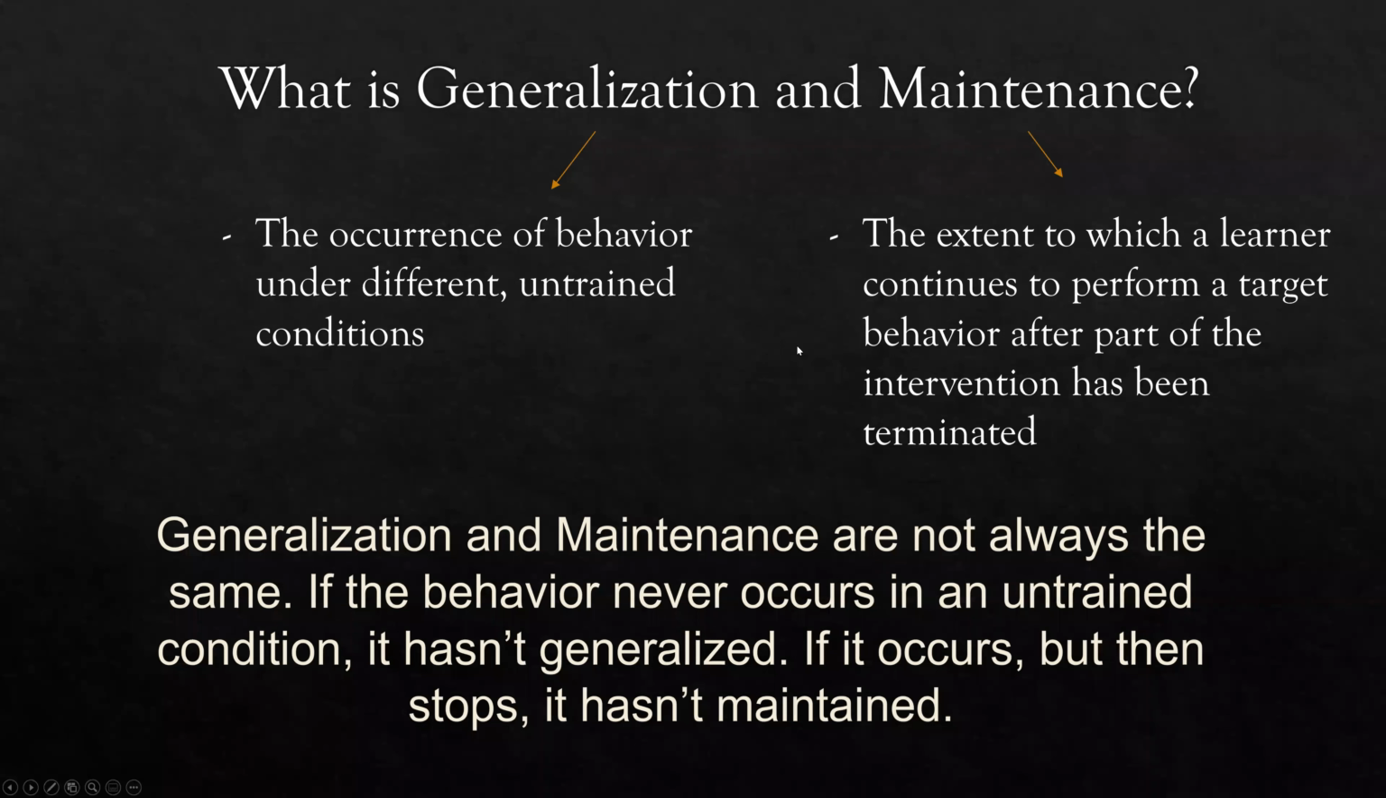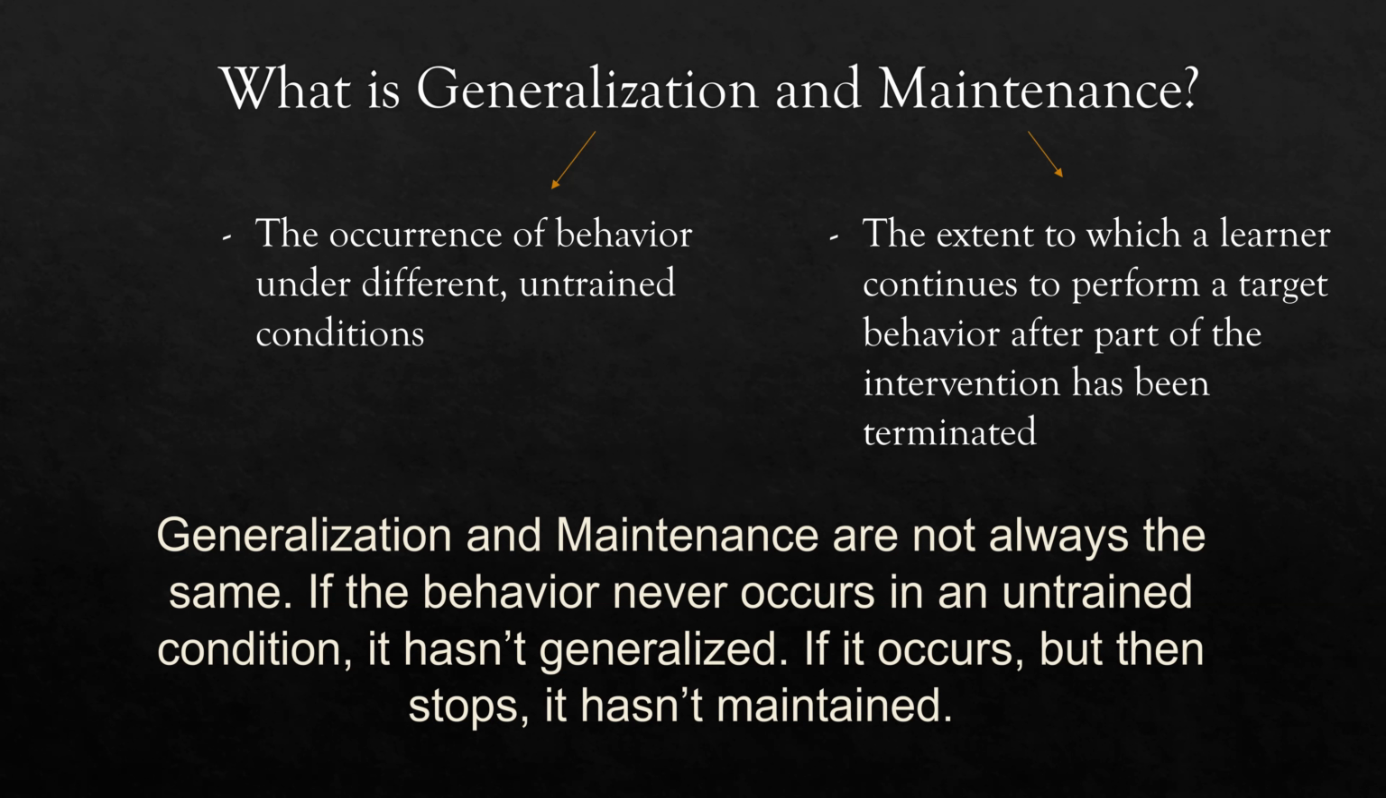Summary. We're trying to make things simple, especially if you're taking just the RBT exam. This is really the essence of what you need to know. Generalization is the occurrence of behavior under different untrained conditions. Maintenance is the extent to which a learner continues to perform a target behavior after part of the intervention has been terminated. That's really all there is to it.